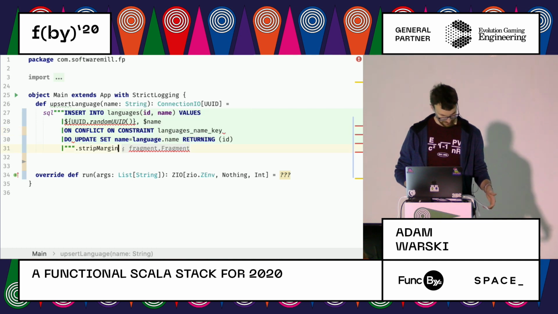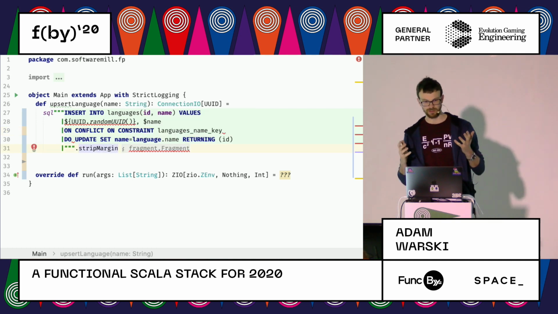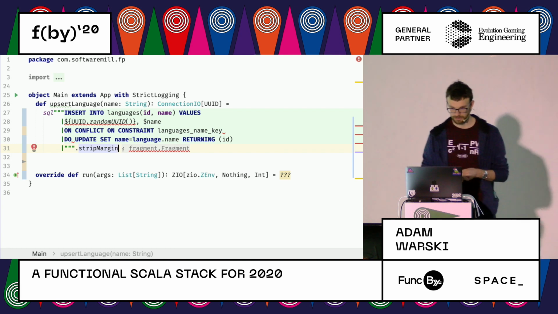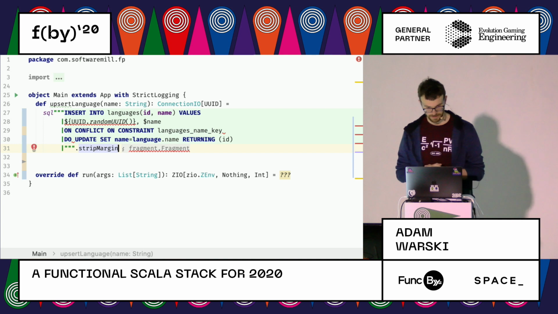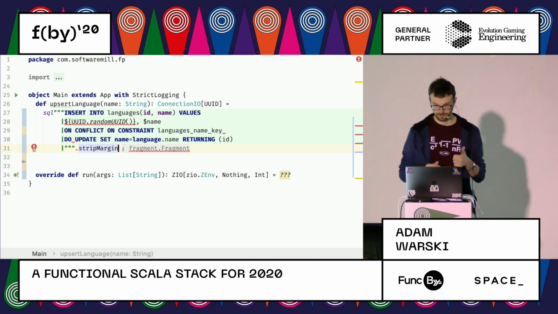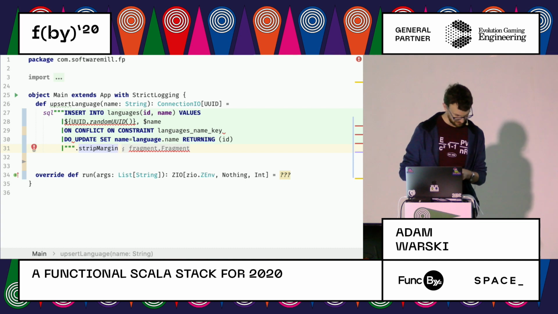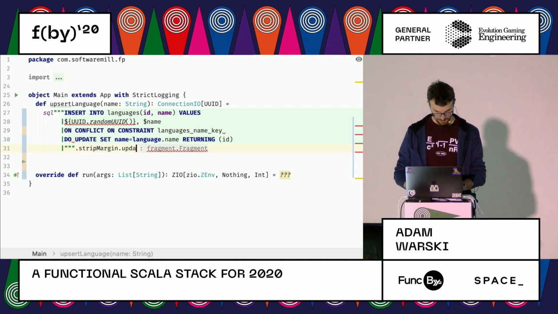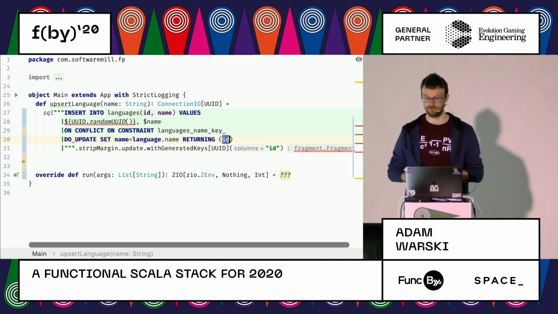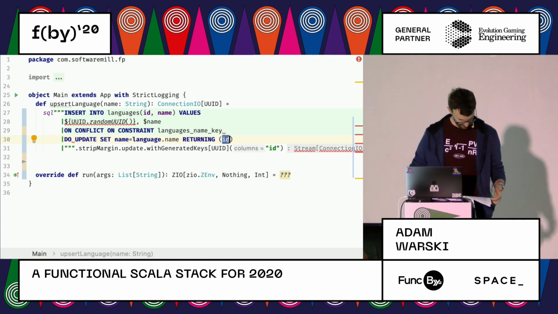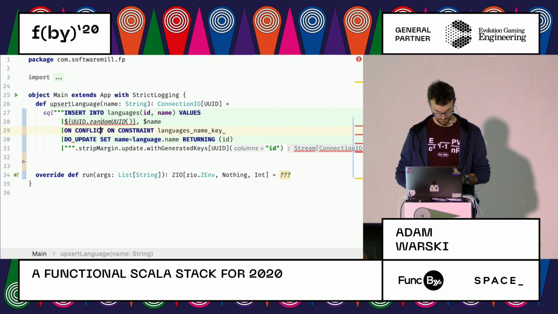And now we have to tell doobie what kind of data to expect from that query. So we are actually going to expect a single value, and that's the ID of the inserted language. So that's an update which returns with generated keys UUID in the id. So that id over here corresponds to that id over here, right? Okay, and that's all. Why do we get a compilation error here? Values, yes, thank you, IntelliJ. Cool.